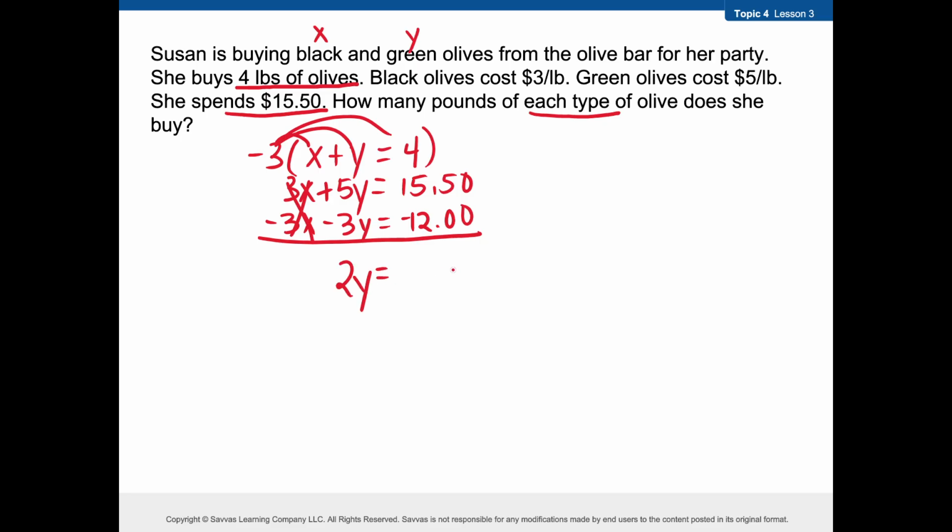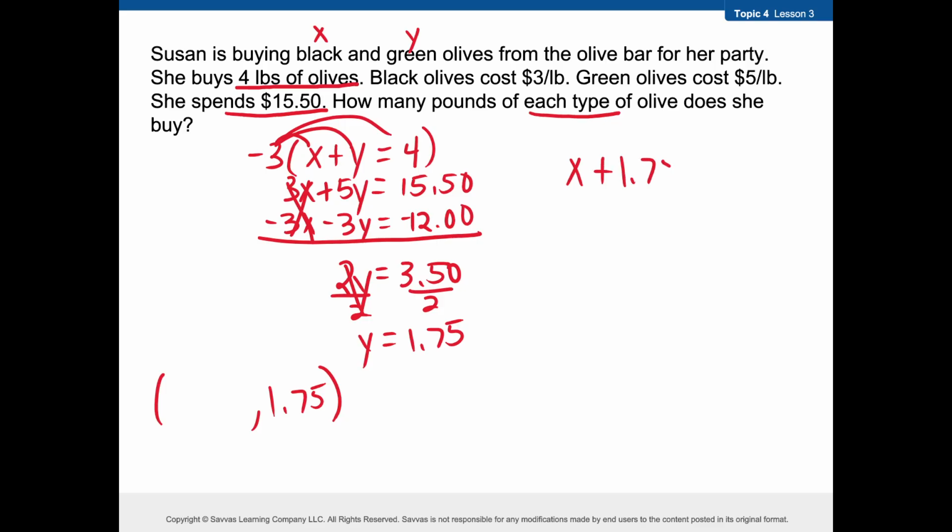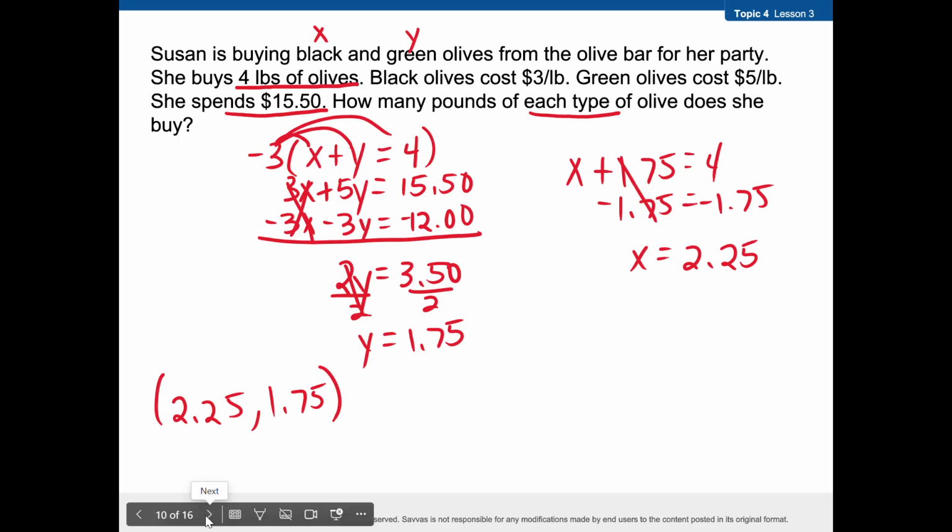My x's eliminate. 2y equals $3.50. Divide by 2, and they bought a total of 1.75 pounds of green olives. I would go now back to the top original. Subtract 1.75. And they bought 2.25 pounds of black olives for the party. And that is your system of equations solving by using elimination.